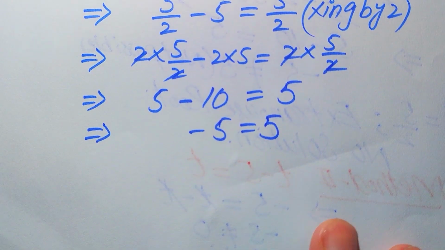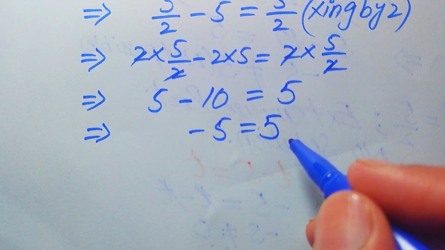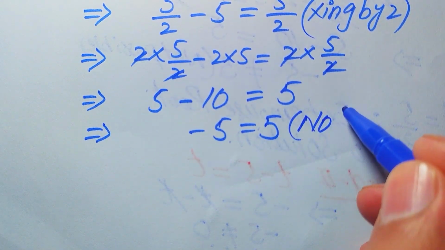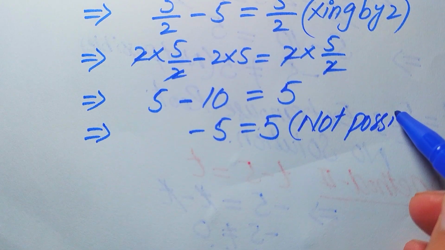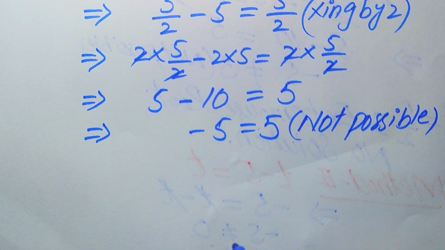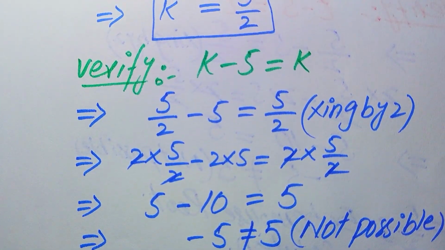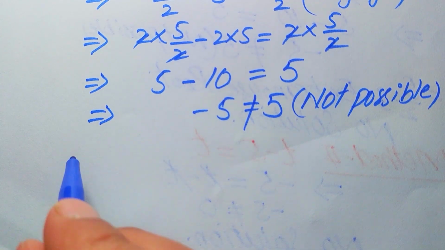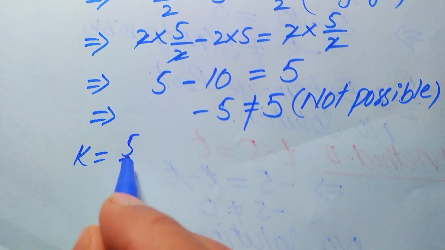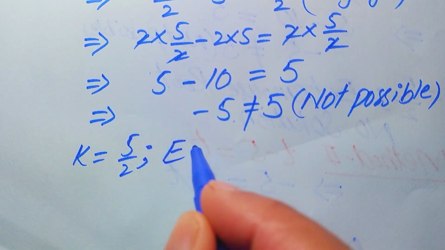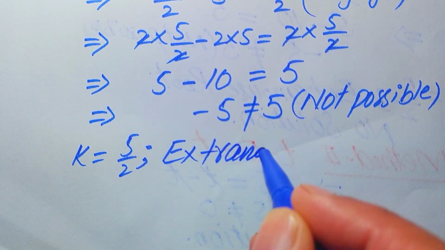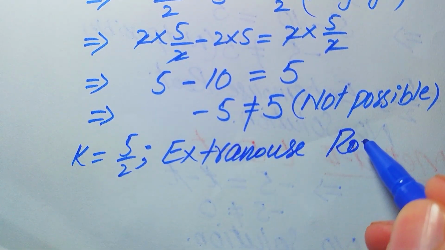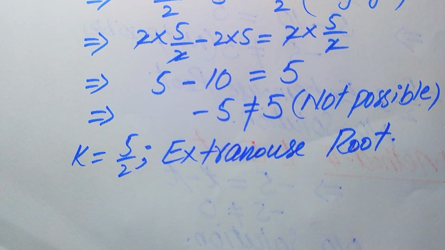So you see that on the left hand side we have the negative term, and on the right hand side we have the positive term, and this is not possible. It is not possible that minus 5 is equal to plus 5. These are not equal. If these are not equal, this means that the above value k equals 5 over 2 does not satisfy our given question statement, and we call k equals 5 over 2 the extraneous root of the given equation, because it does not satisfy our given question statement.